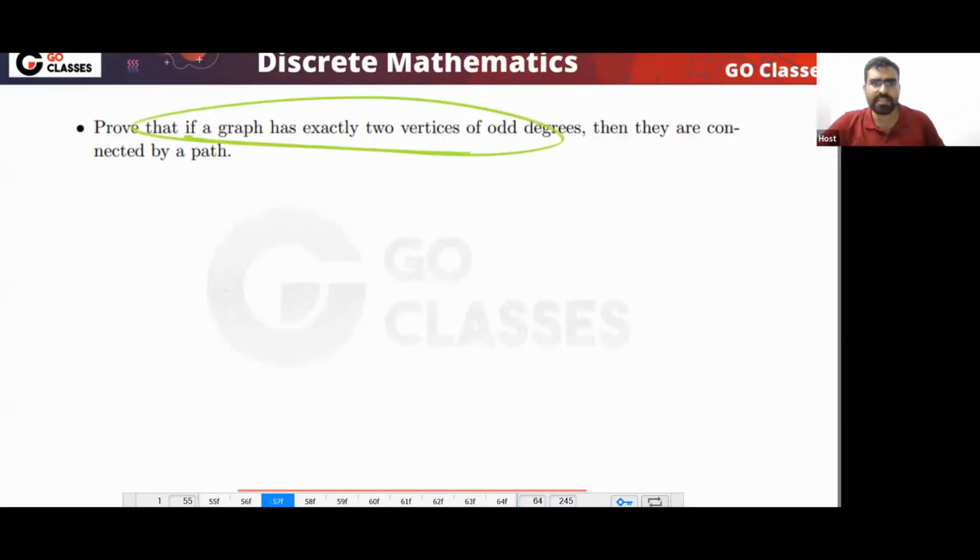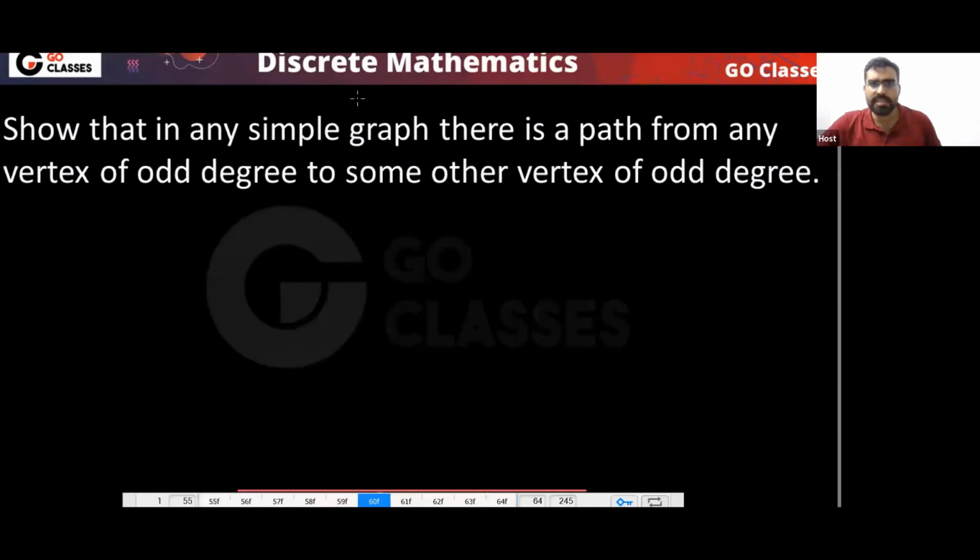If your graph has exactly two vertices of odd degree, then they will definitely be connected by a path. This same question people can ask you like this. Back to back, three questions have come in the GATE exam. All three questions are on the same point: in every graph, whatever graph you take, we have an even number of odd degree vertices.